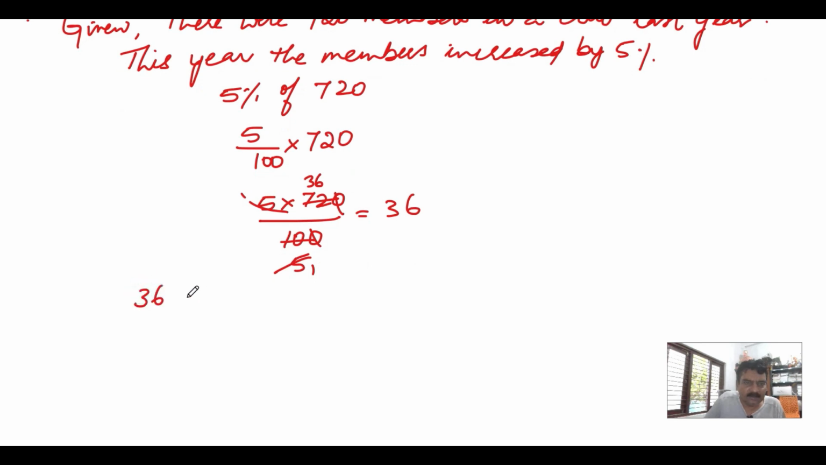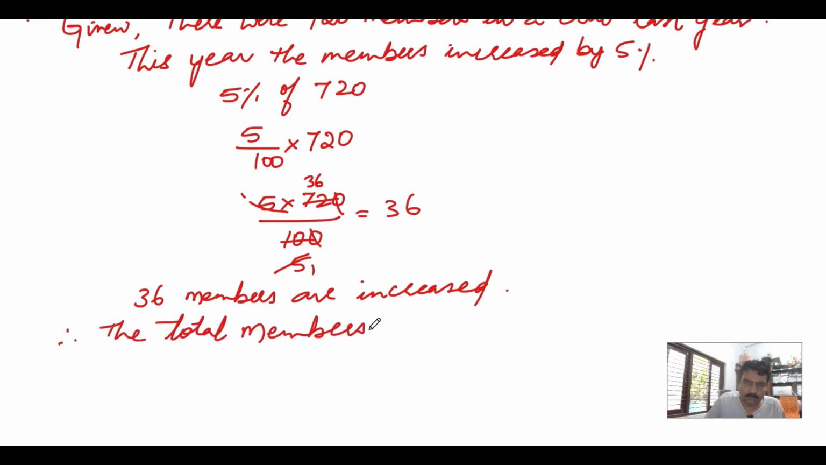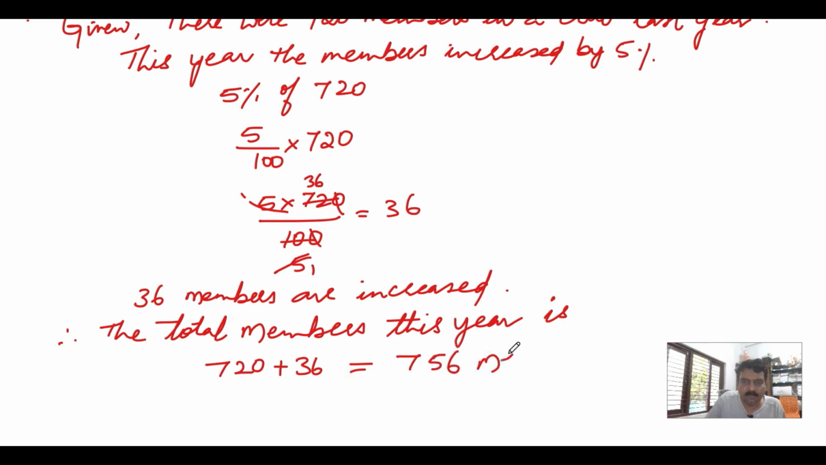So 36 members are increased. Therefore the total members this year is your last year's members 720 plus increased 5%, that is 36 members, gives you how many? 756 members. This is your answer.